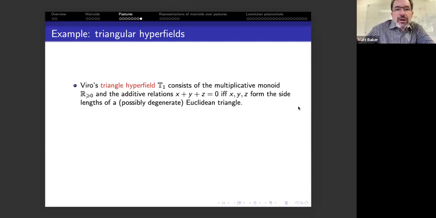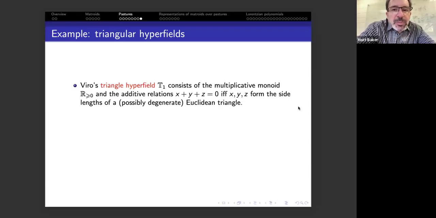Now, another star for this talk is the triangle hyperfield, which was introduced by Viro decades ago, but it's getting a revival here.